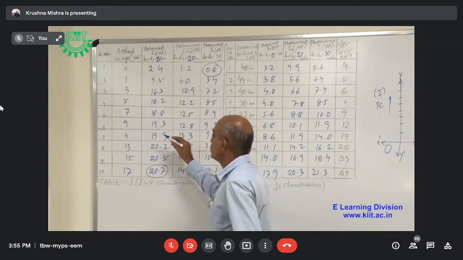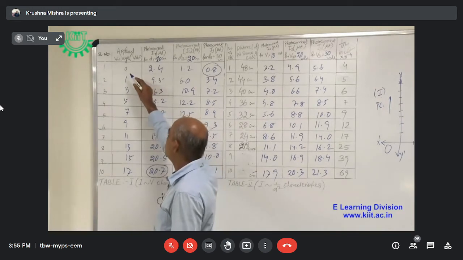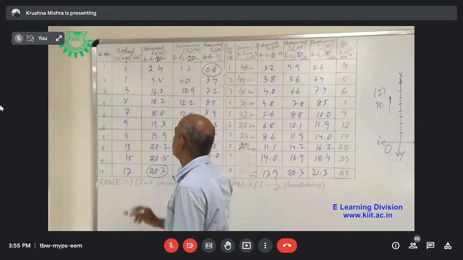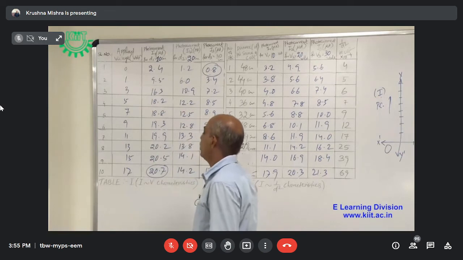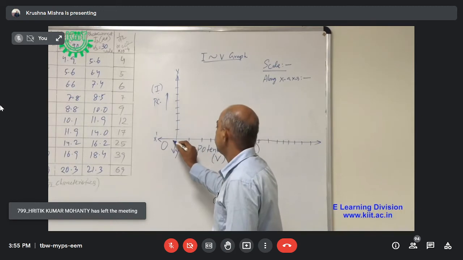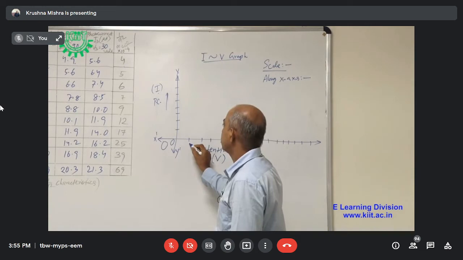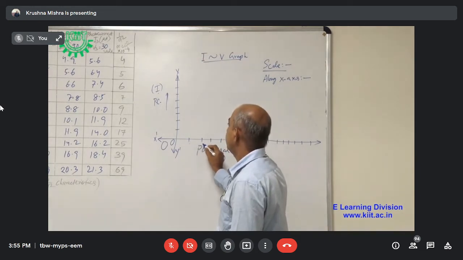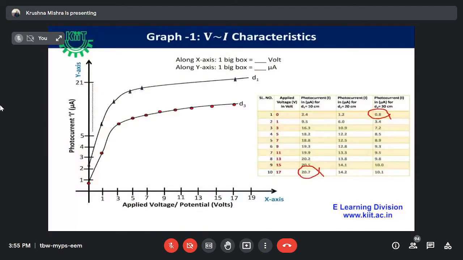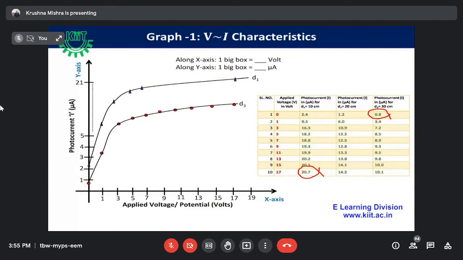Similarly, along the x-axis we will take the potential. It is not very difficult because it is in steps of 2 volt, so easily you can take it along the x-axis. Here there are 10 observations starting with 0. If I take 1, then it will be 3, 5, 7, 9, 11, and here it will stop. With proper units, we have to clearly mention the scale just at the corner of the graph sheet.